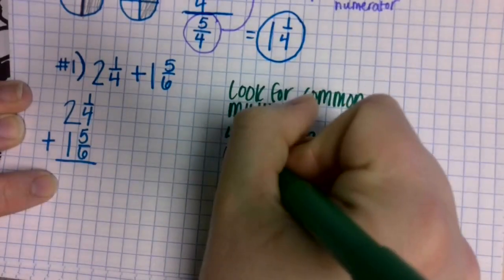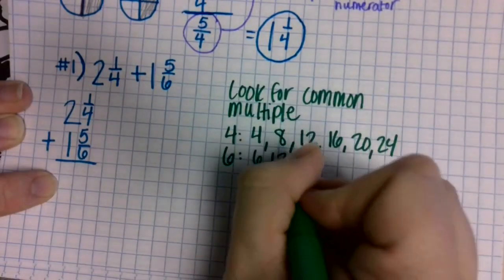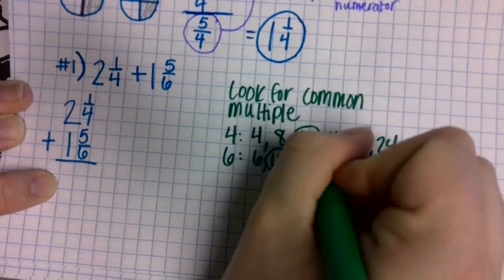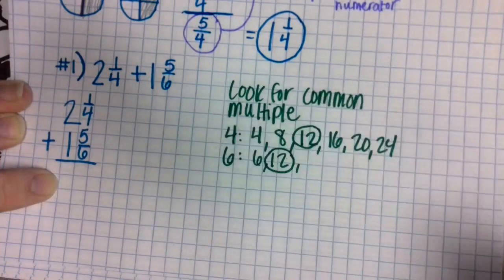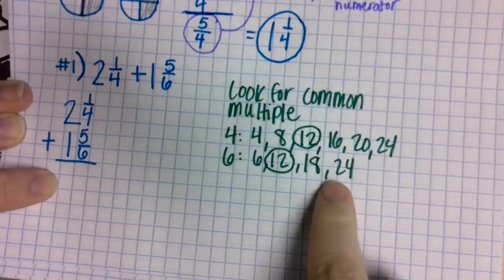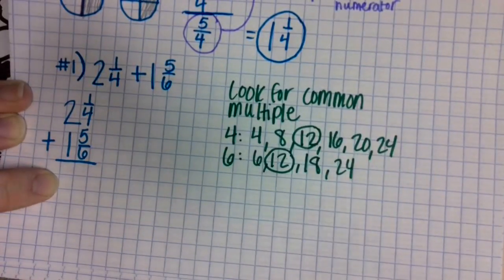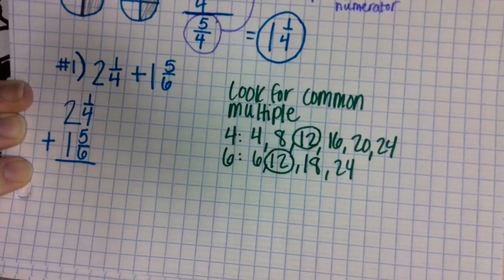So let's go see what we get. 6, 12. Well, look at that. 12 is going to be my common denominator. If I would have continued counting by 6s, I would have 6, 12, 18, 24. 24 is also a common multiple. I can use 24, I'll just have to simplify more later on. But either way, it works. So I'm going to use 12 since that's my least common multiple, the smallest number they have in common.